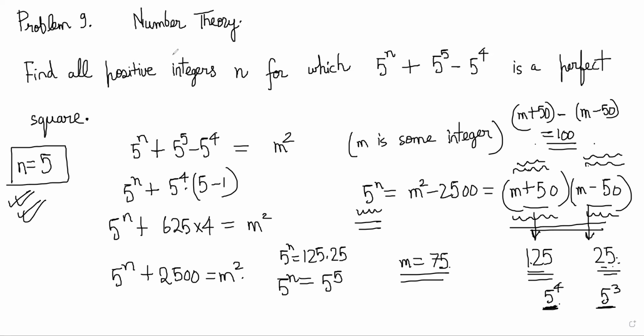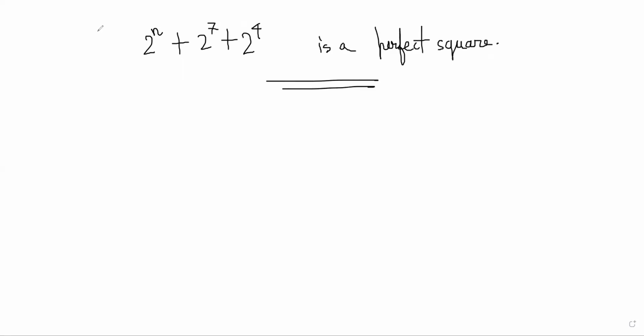If you have understood the problem, you can also attempt a similar problem here. Find n so that 2 power n plus 2 power 7 plus 2 power 4 is a perfect square. Find all possible n so that this is a perfect square. And I think you will be able to solve it in a similar way. I will just supply the answer for you. The answer for this is n is equal to 8. You can check whether you understood the solution, see if you have gotten this answer, right?